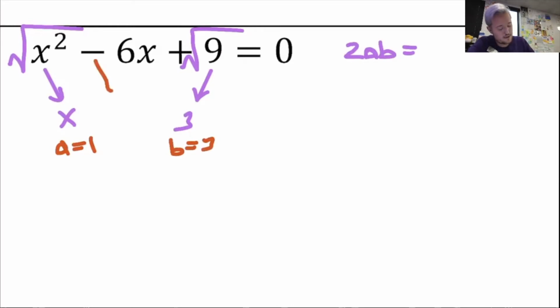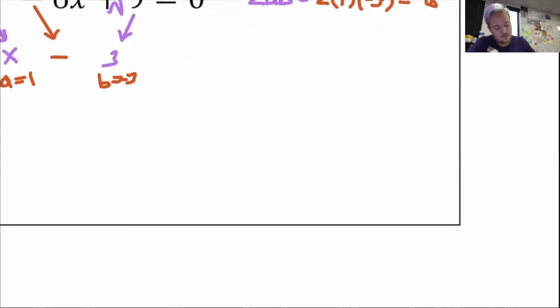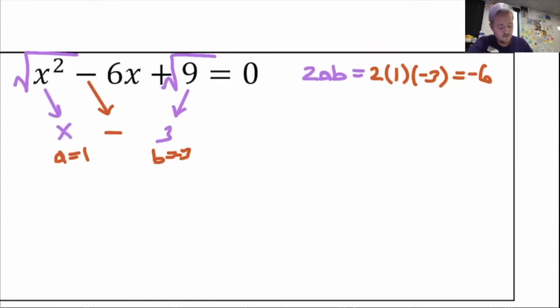Well, I got to take the sign of the middle term, so it's actually a negative 3. So I'm going to do 2 times 1 times 3 times negative 3, and that gives us negative 6. So that actually matches the b term that we have in the original problem, which means this is going to work.